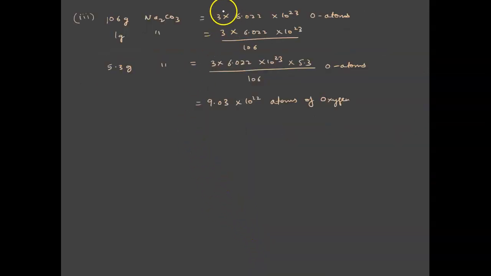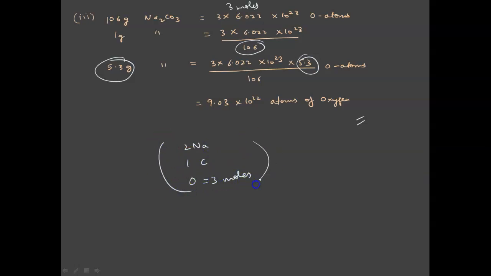For oxygen, we have 3 moles. So 106 gram equals 3 moles, so 3 into 6.022 into 10 to the power 23 oxygen atoms. 106 gram goes into the denominator. 5.3 goes into the numerator. After solving, 9.03 into 10 to the power 22 atoms of oxygen. So this is for oxygen. So Na 2 moles, carbon 1 mole, O 3 moles. Using this standard formula, we have calculated this.